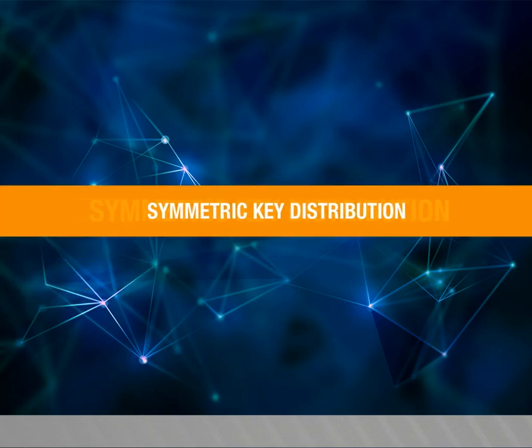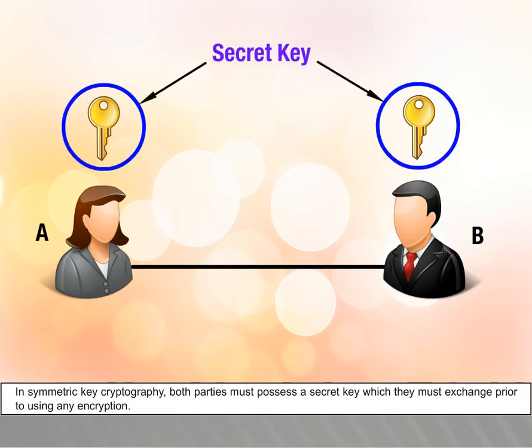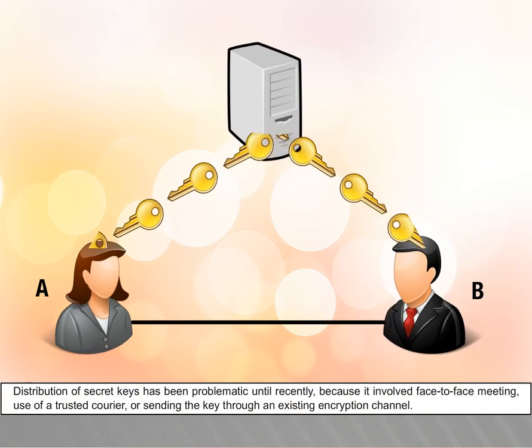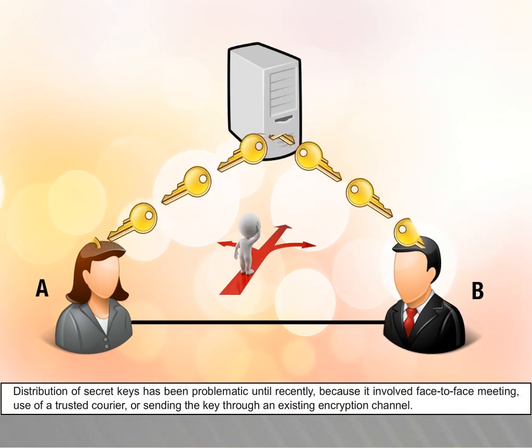Symmetric key distribution. In this video, we are going to see about symmetric key distribution. In symmetric key cryptography, both parties must possess a secret key which they must exchange prior to using any encryption. Distribution of secret keys has been problematic until recently because it involved face-to-face meeting, use of a trusted courier, or sending the key through an existing encryption channel.